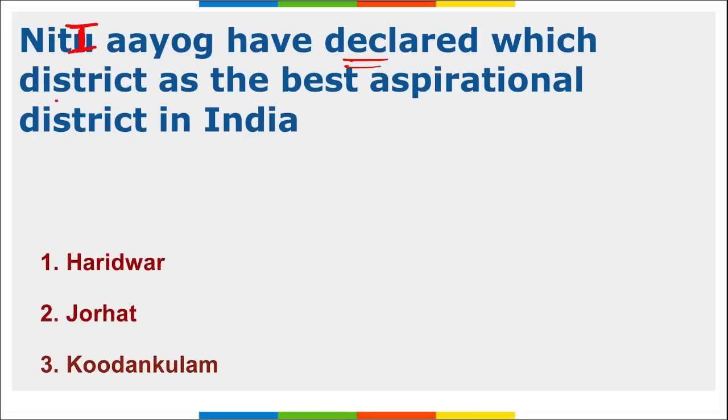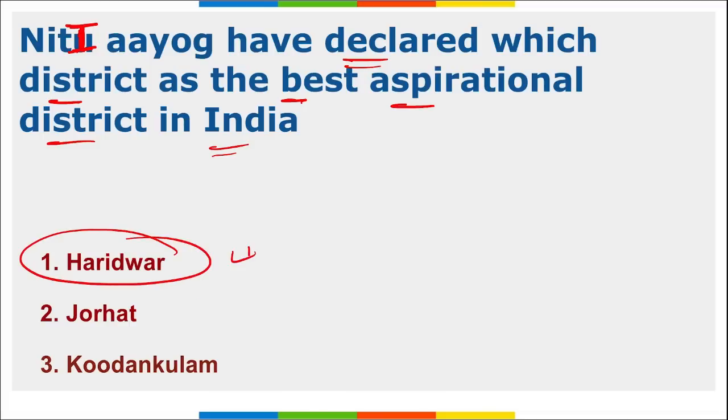Niti Aayog has declared a district as the best aspirational district in India. So which district in India has been declared as the best aspirational district? The holy city of Uttarakhand, Haridwar, has been declared as the best aspirational district in India. So Haridwar is also known as the holy city of Uttarakhand. So question can be asked that recently Niti Aayog declared which district as the best district in India? Haridwar. But if asked that the best aspirational district in India is located in which state? It is located in the state of Uttarakhand. Highly important. And this was declared by which organization? It was Niti Aayog that declared this.